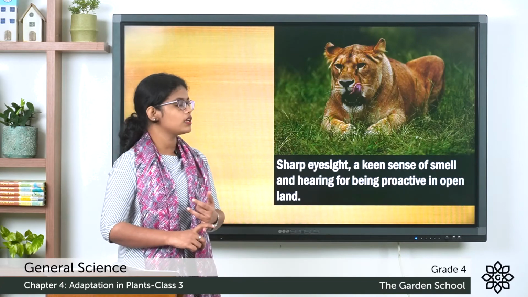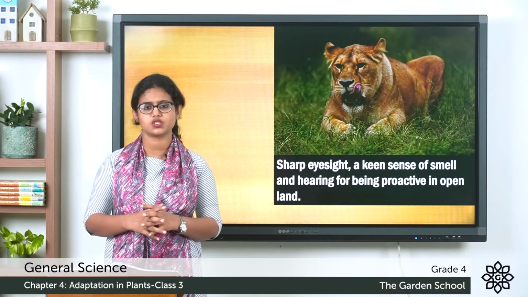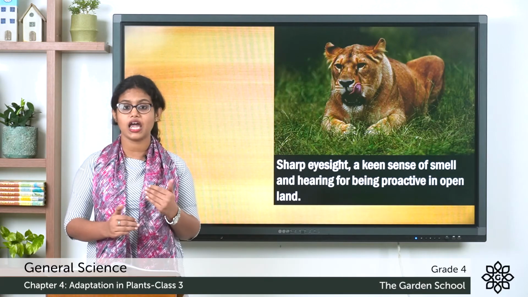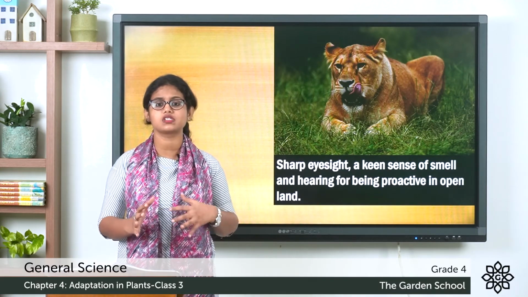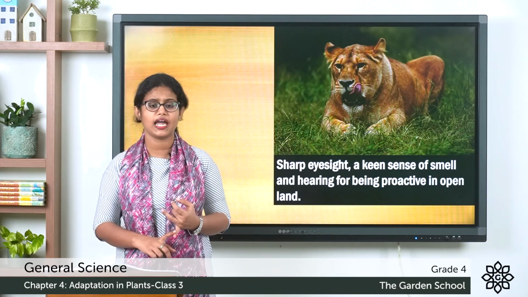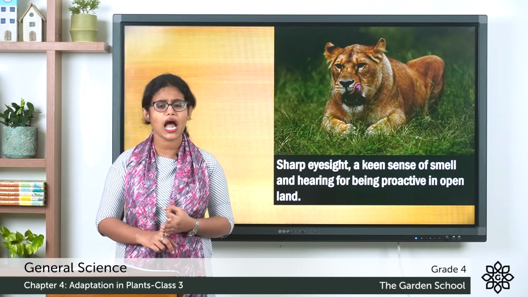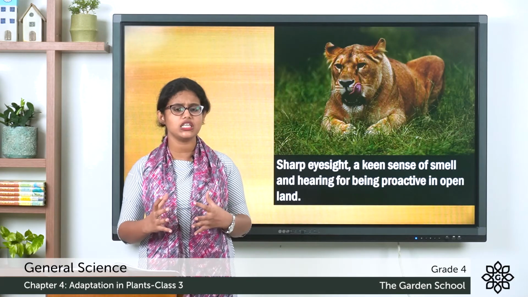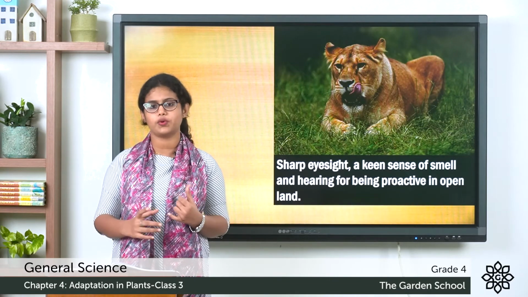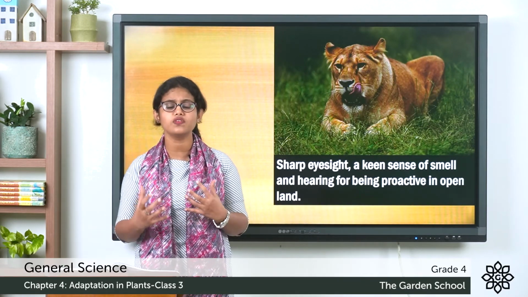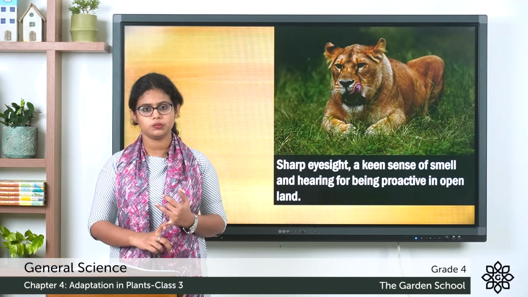And the next thing is about the carnivorous animals in the grassland. The carnivorous animals, animals that eat other animals, have some special features, like sharp teeth, sharp claws, strong eyesight, and a keen sense of smell that helps them to catch their prey. So they have these features that help them to catch their prey.